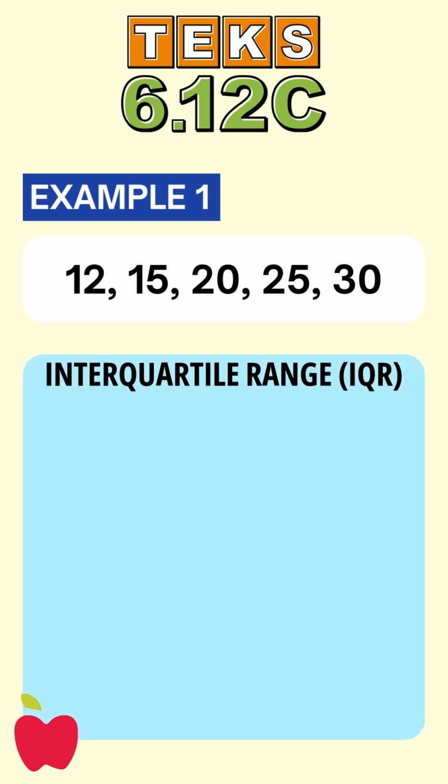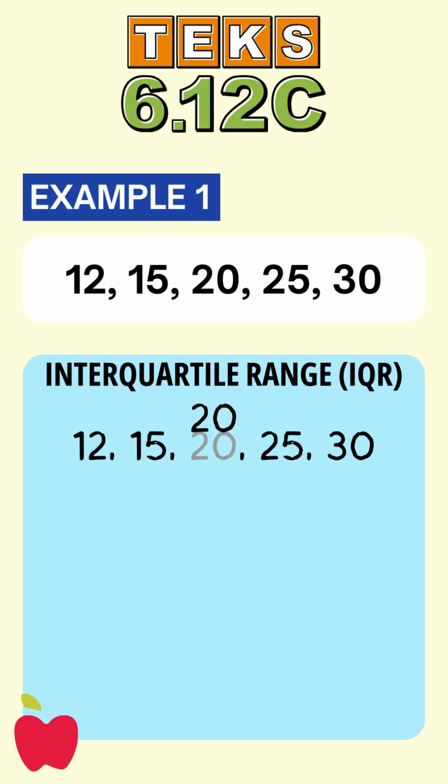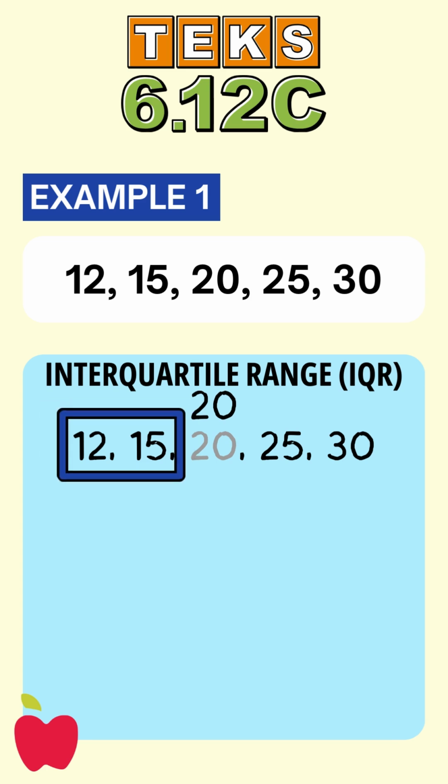IQR. To find the IQR, we first split the data into two halves, and because we have an odd set of numbers, we leave the median all by itself in the middle. The lower half, the data to the left of the median, 12 and 15. The upper half, the data to the right of the median, 25 and 30.